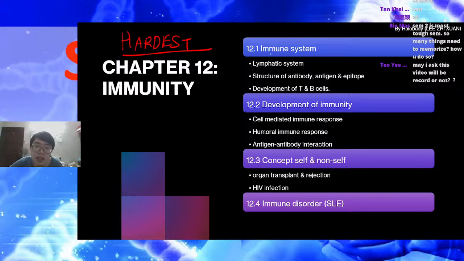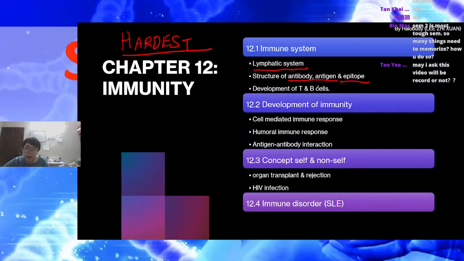So the first topic is about the immune system. So the immune system in our body, the main immune system, is our lymphatic system. Our lymphatic system has the main role to play in immune response. Not only the lymphatic system, but also we have antibody. Our body has antibody, right? To fight against the pathogen. So what is the structure of antibody? And then also the structure of antigen and epitope.